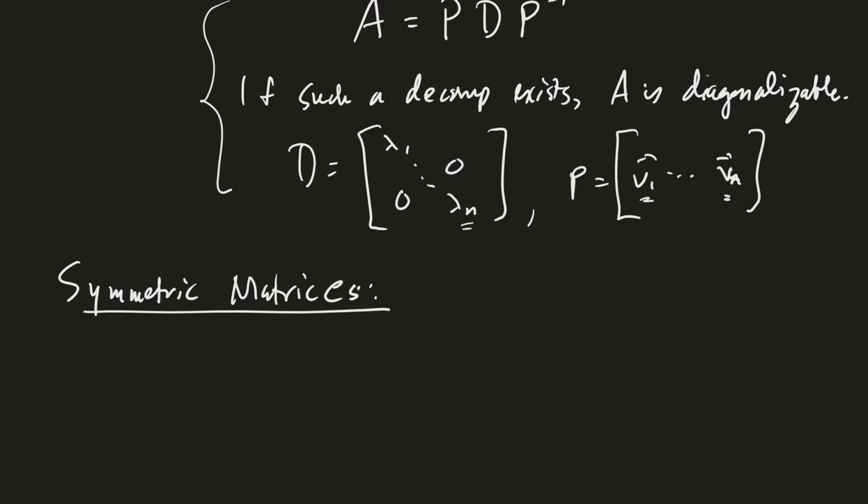Symmetric matrix. A is symmetric. Do you remember what it is? If A equals A transpose. Good. I'm going to pause that for just a sec and I'll write down the main theorem. Okay, here we go.